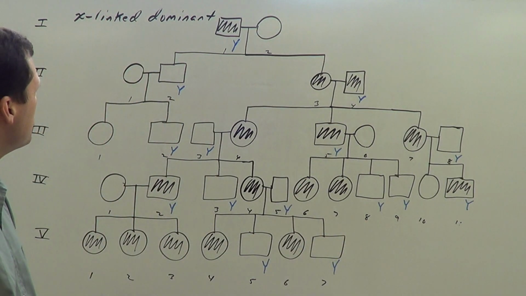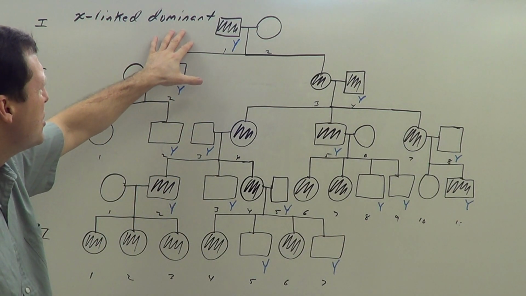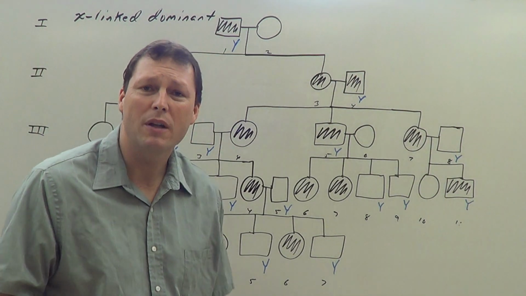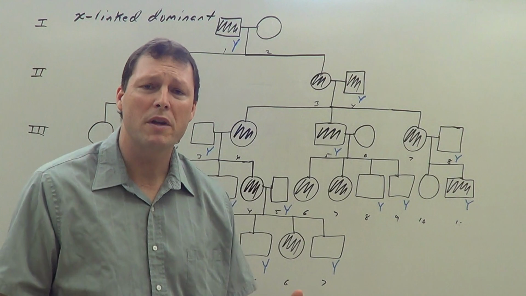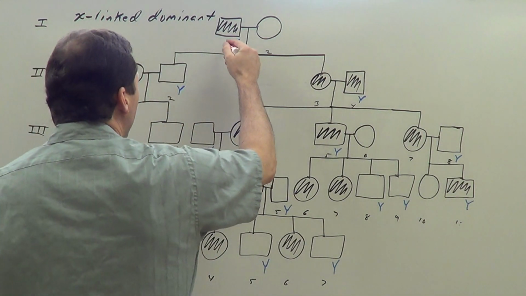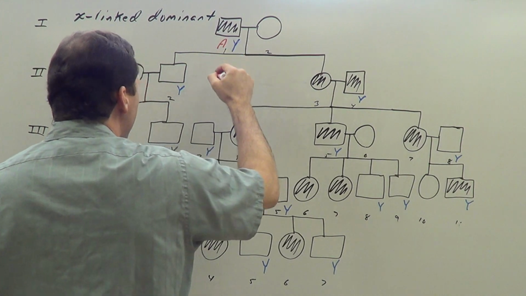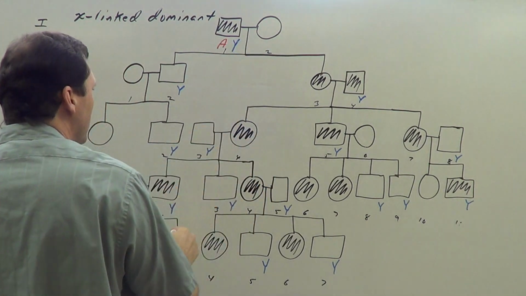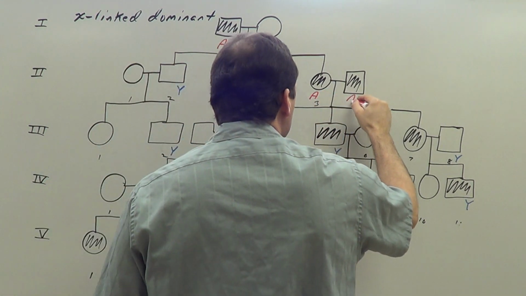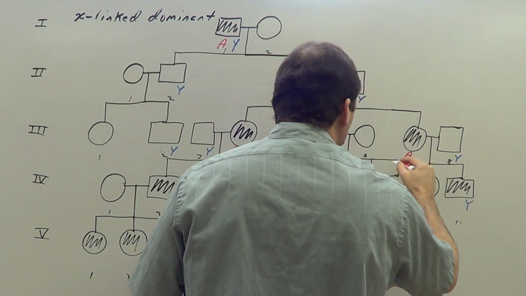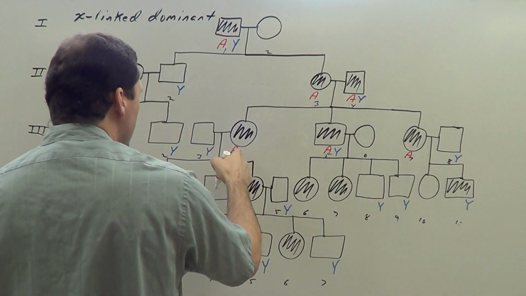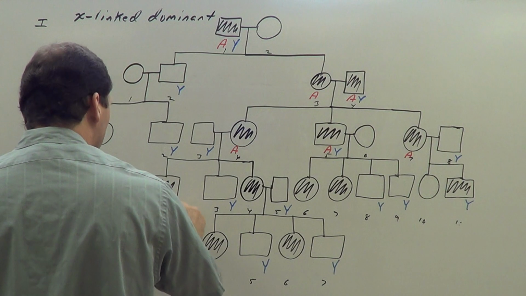Now the next thing I want to do is, this is a dominant condition. So that means all affected individuals must have at least one capital A, because if they didn't have at least one capital A, they wouldn't be affected. So that's the next thing I'm going to do. All affected individuals are going to have at least one capital A. So there we go.